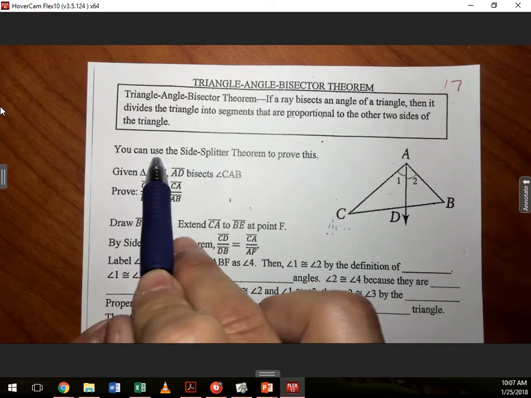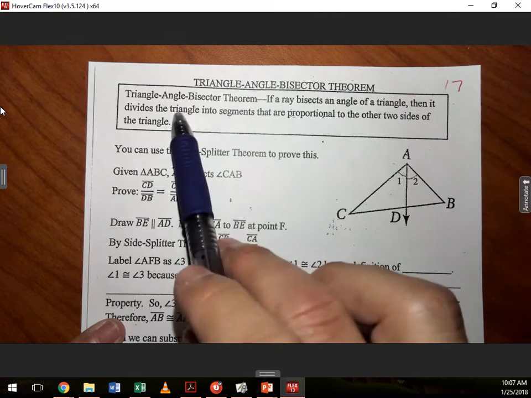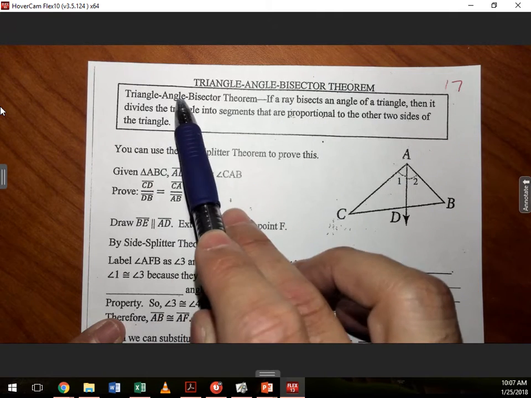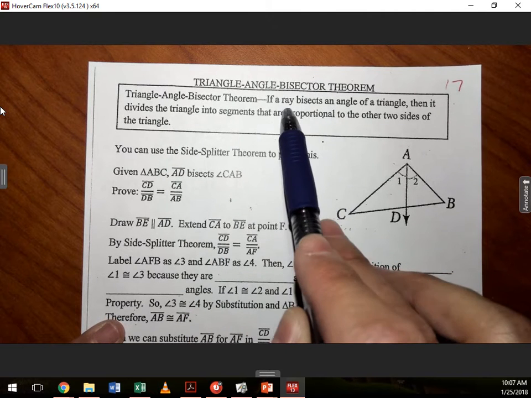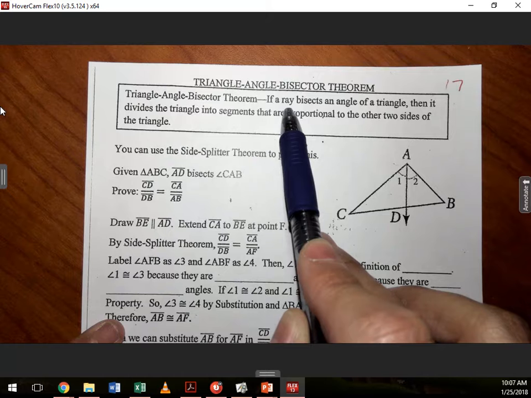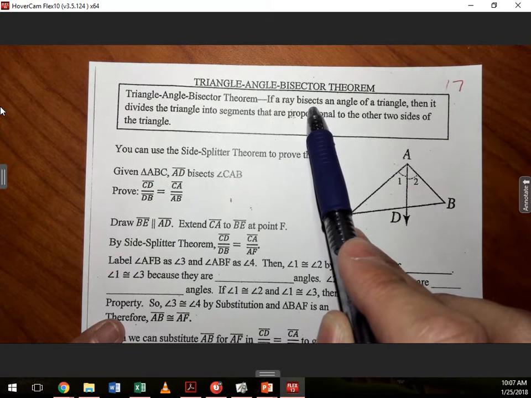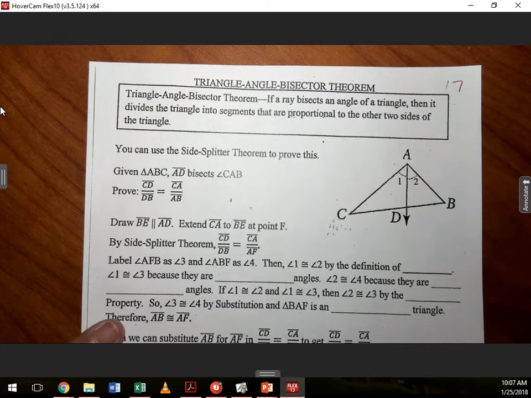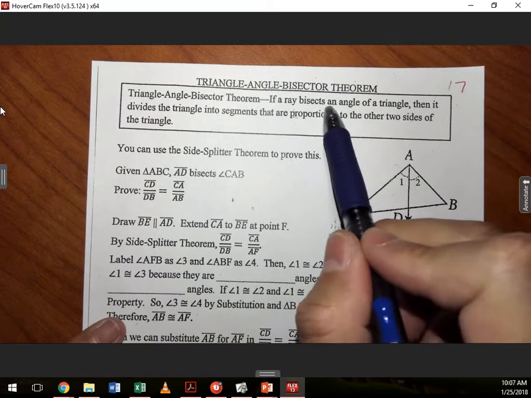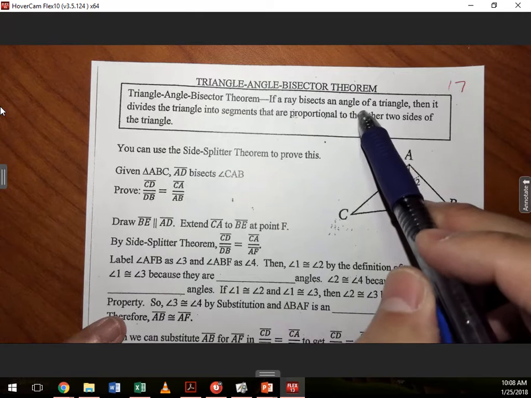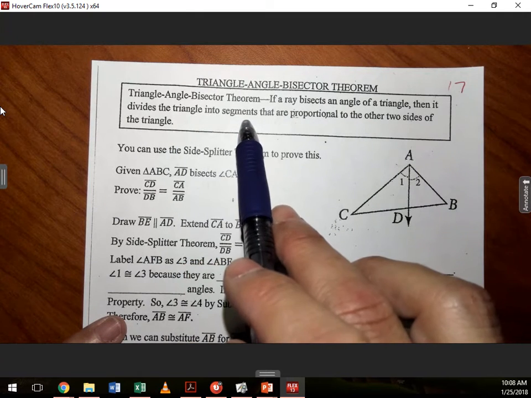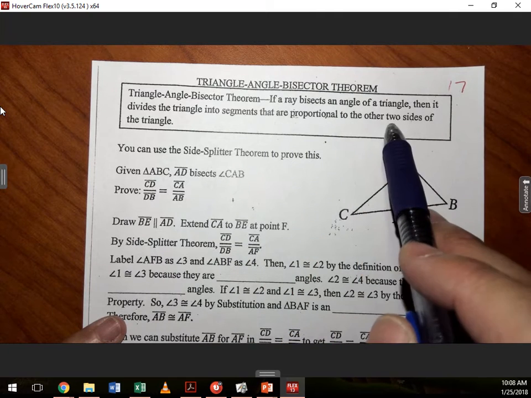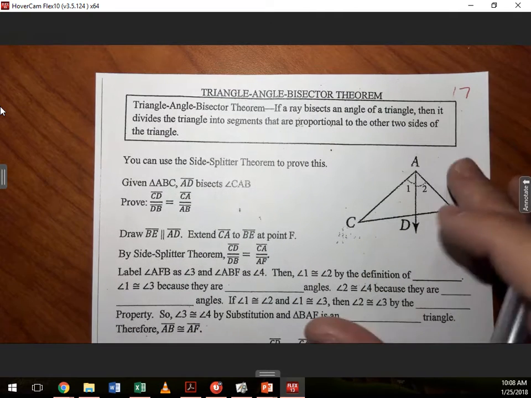All right, so right here, for this you could use side splitter theorem to prove what we have. So, triangle angle bisector theorem: if a ray, now you guys, what's a ray? Has one endpoint and goes on forever. Okay, good. Bisects. Class, what does bisect mean? Cut in half. Cut into two equal parts. Very good. Hey, you're on top of things. Okay. An angle of a triangle, then it divides the angle into segments that are proportional to the other two sides of the triangle. Okay.